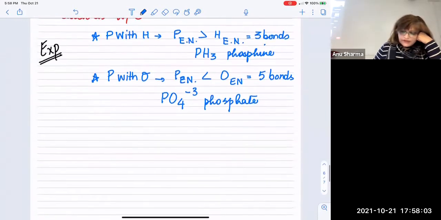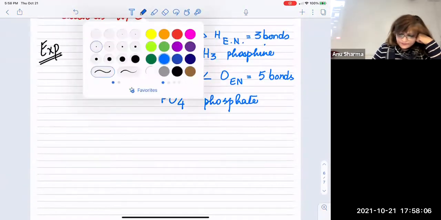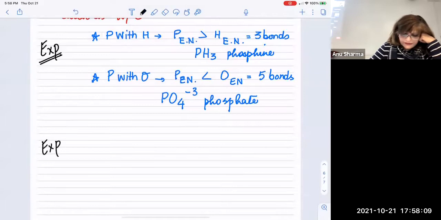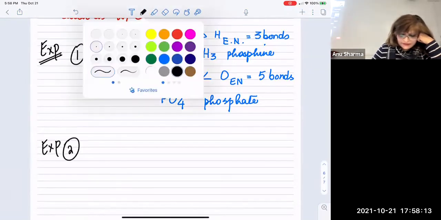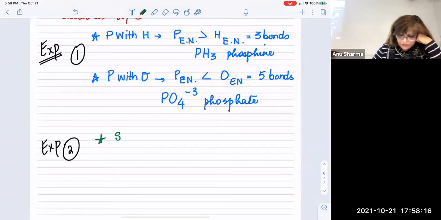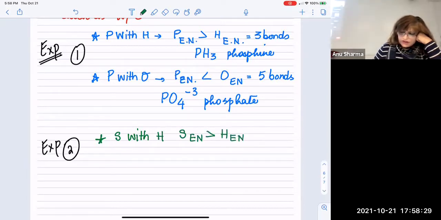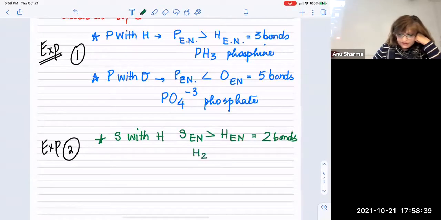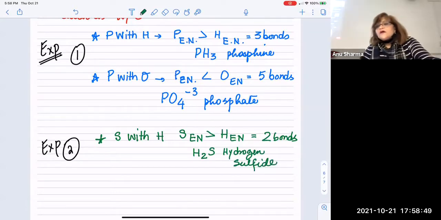Okay. Similarly, look at this. Another example. Example 1, example 2. You have sulfur with hydrogen. When sulfur mixes with hydrogen, sulfur's electronegativity is more than the electronegativity of hydrogen. So in that case, sulfur will make 2 bonds. Sulfur is in group 6A, 2 bonds. So the molecule formed is H2S. What is the name of this molecule? Hydrogen sulfide.